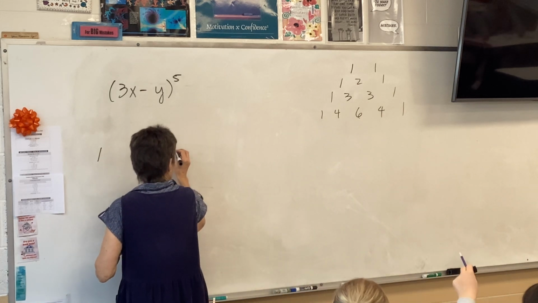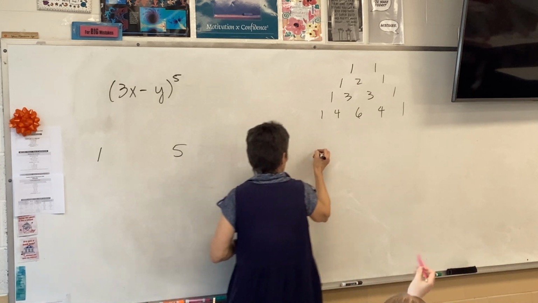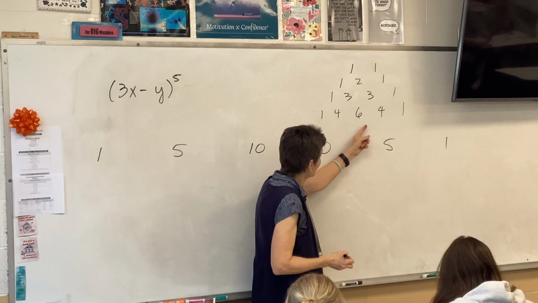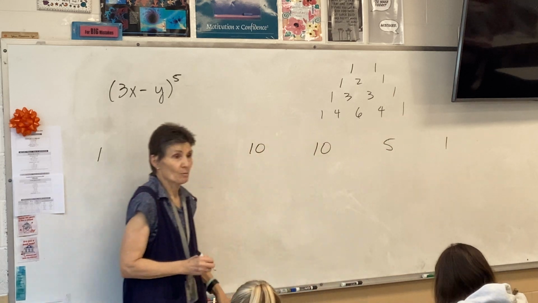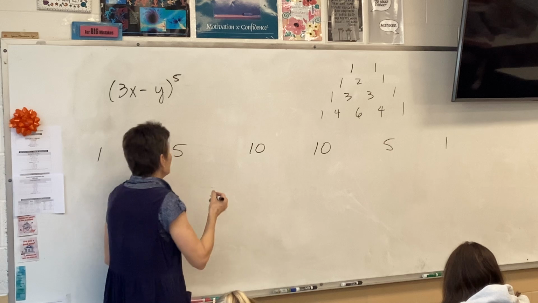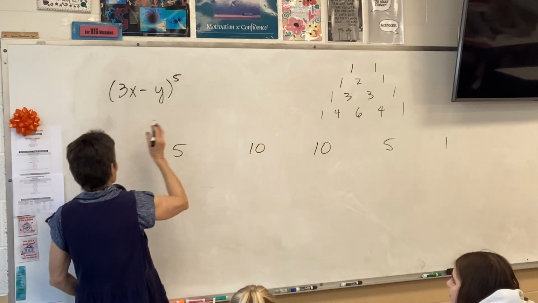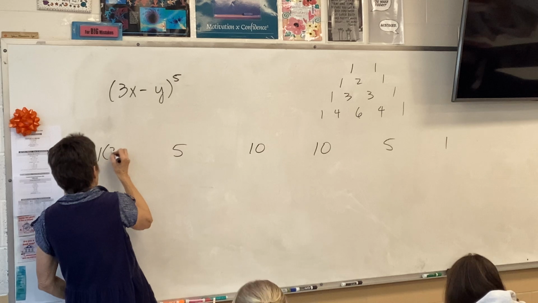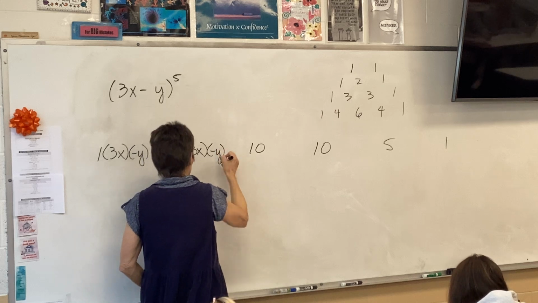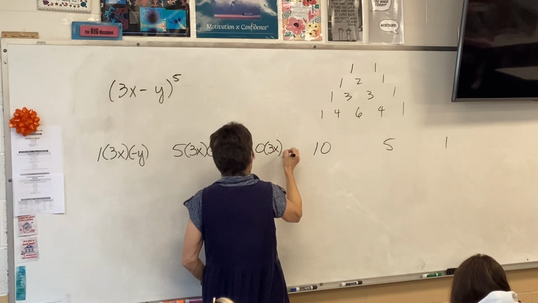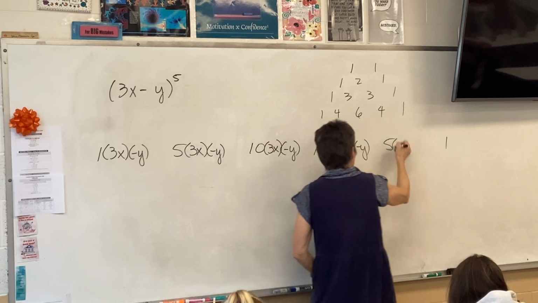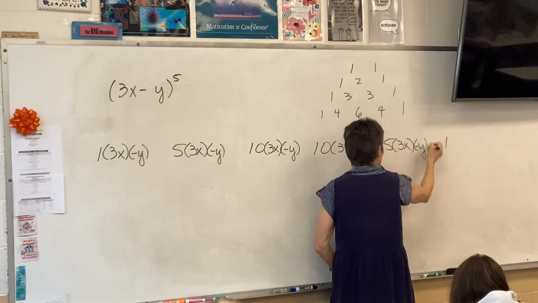So what's the 5th row gonna be? 1, 5, 10, 10, 5, perfect. That's the 5th row. 1, 5, 10, 10, 5, 1. So there they are. Now, like Jordan said, I'm gonna go down the whole line, and next to each one of these numbers, I'm going to put a 3x and a negative y. These are being multiplied, not subtracted. It's not minus y, it's negative y. 3x and negative y by each one of the numbers that I just wrote down.